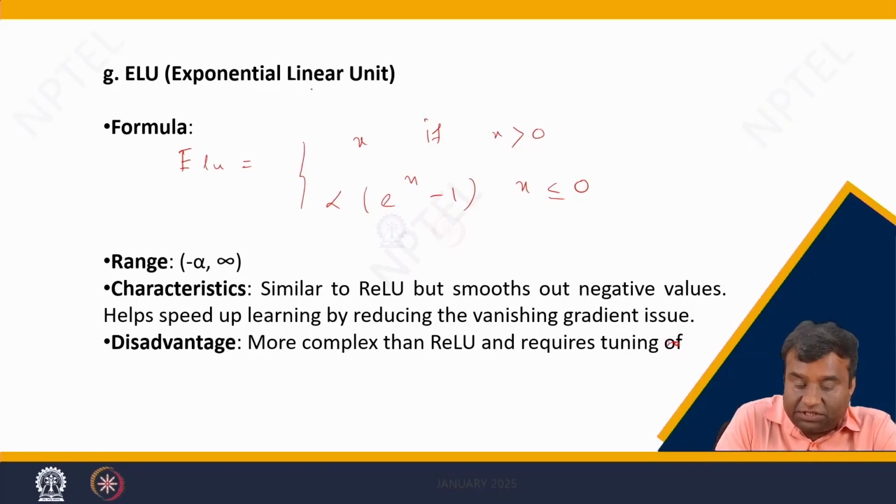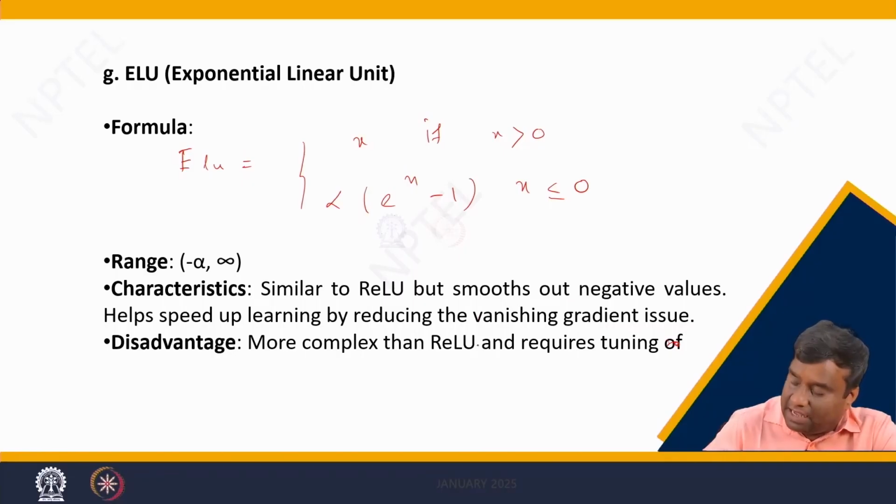Next one is the exponential linear unit, that is ELU. The formula for ELU is x if x is greater than 0, and alpha times e to the power x minus 1 if x is less than or equal to 0. Range is from minus alpha to infinity. Characteristics: similar to ReLU but smooths out negative values. Helps speed up learning by reducing the vanishing gradient problem.